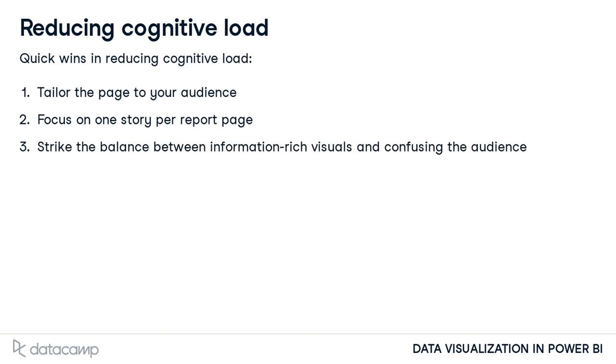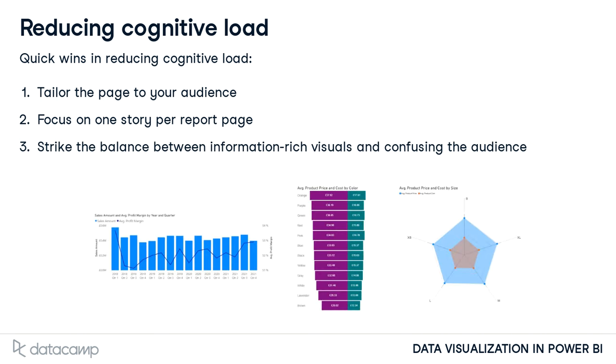Pay attention to information-rich visuals. If done right, they can provide a lot of information in a small space. If done wrong, they can confuse the audience. Here are 3 examples of information-rich visuals we will look at: the line and column chart, as well as custom tornado and radar chart visuals.